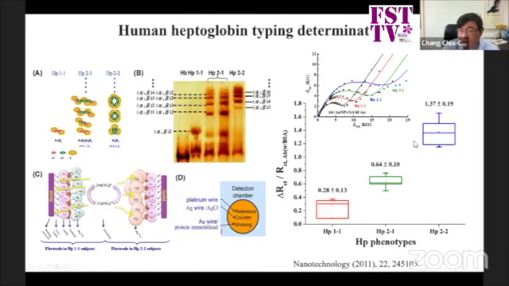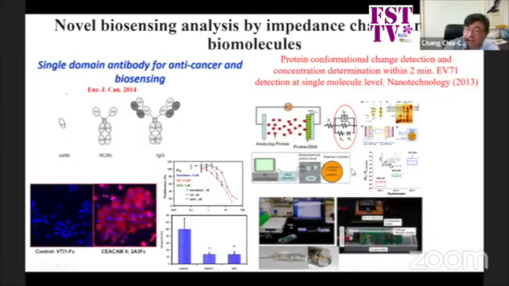So we can make the haptoglobin phenotyping sensing. This indicates our system is ready. In my lab we developed this one, and we can also use some single domain antibody to detect some virus, and some cancer cells, of course.